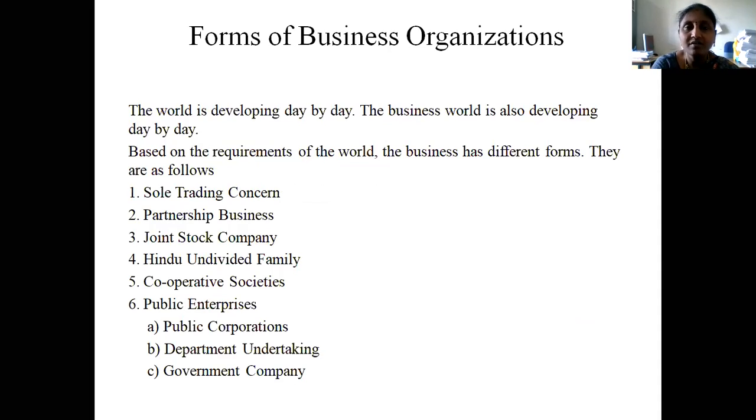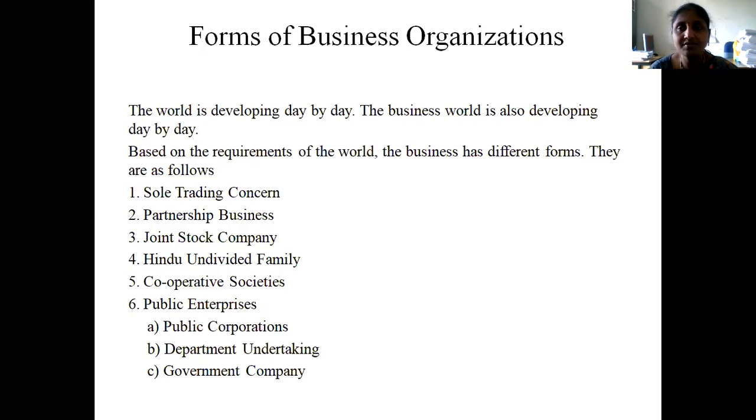Later we started the first type of business organization. What is the first type of business organization? Sole trading concern, that means individual proprietorship. Sole trading business. We have other types also: partnership business and joint stock companies. In joint stock again we have two more types: private joint stock and public limited joint stock. Next, public enterprises. These are the other forms of business organizations we have.